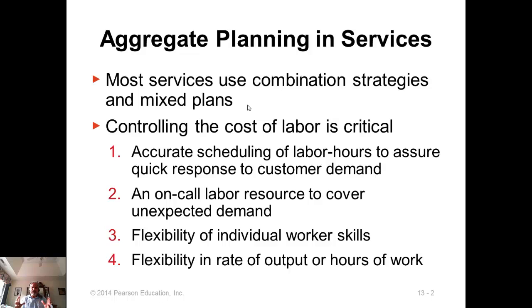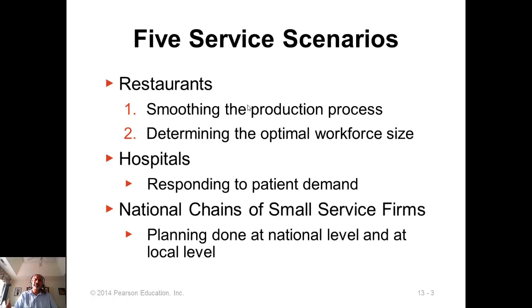And flexibility in labor skills, worker skills, is necessary. So if you have completely demarcated skill levels, so one group of workers can only work on one thing, another group of workers can only work on another thing, then it becomes more complicated for scheduling purposes. So each worker should be well trained and be able to handle many different needs. So that's what flexibility in skill levels and flexibility in the hours of work, these are the important requirements of aggregate planning in services. So here are some 5 scenarios that your textbook lists.